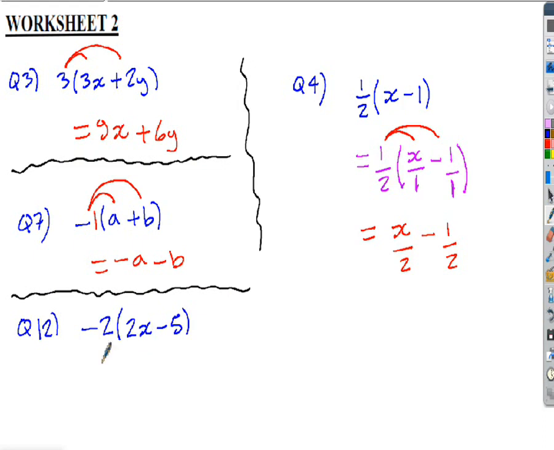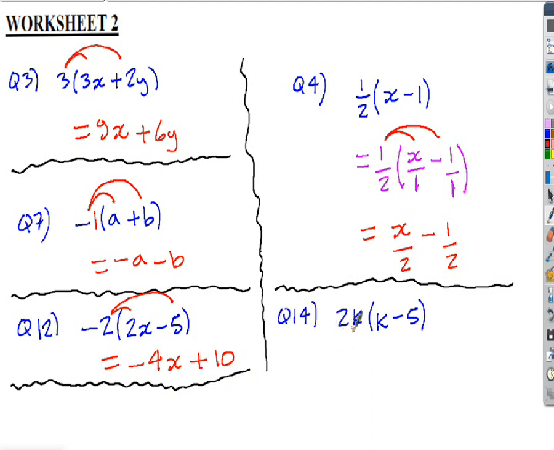Question 12, we're given negatives outside the bracket, and that's multiplied by inside the bracket 2x minus 5. So again, expanding the bracket, we have negative 2 multiplied by 2x, so that's negative 4x, and negative 2 multiplied by the negative 5, that becomes positive 10.